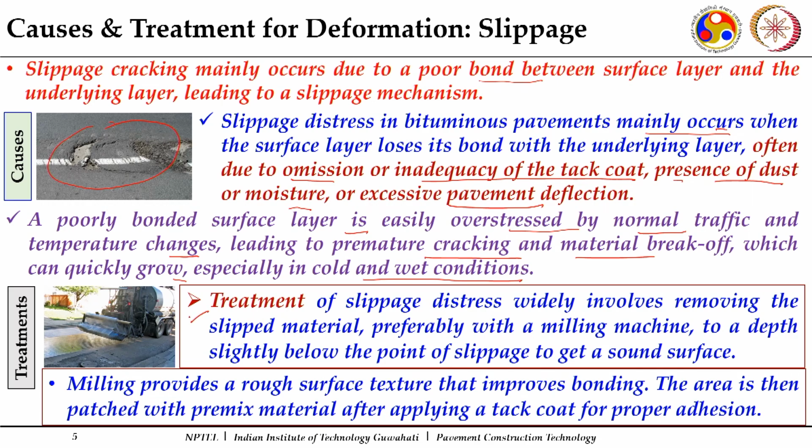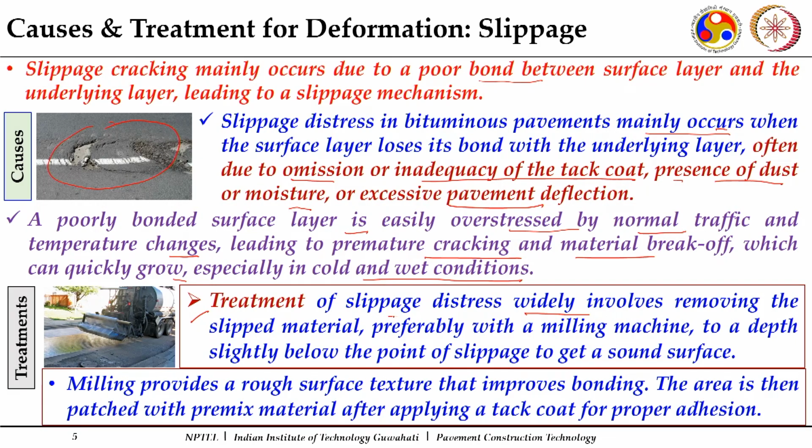So, what can be a possible treatment for it? Since this particular section has been distressed, it is important to remove it, and while removing it we can mill it, and we will always prefer that it is milled up to a certain lower depth. We go into the underlying course to a certain depth, so as to get a sound surface, with a good surface texture, a rough surface texture specifically.